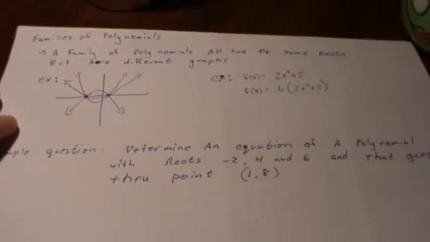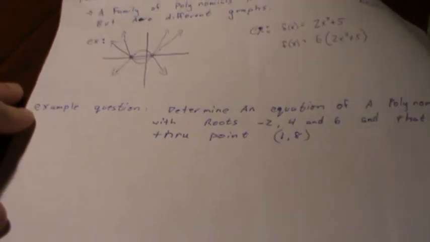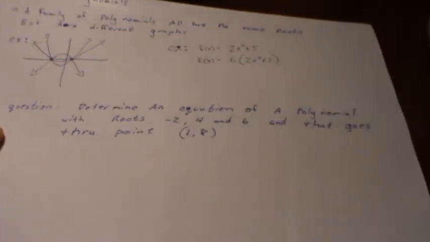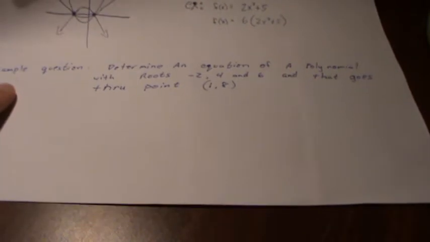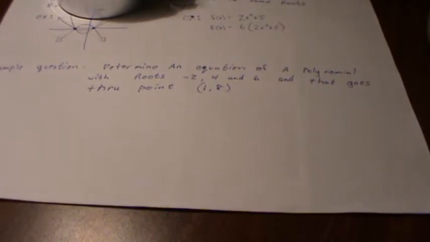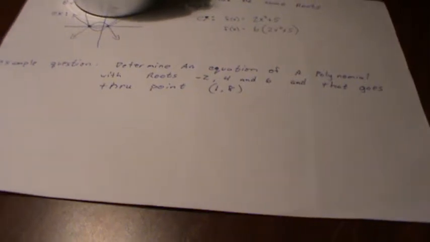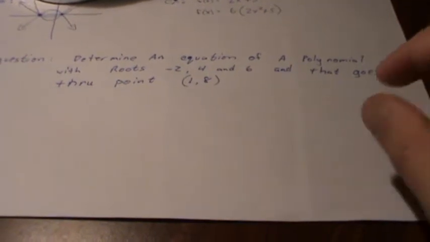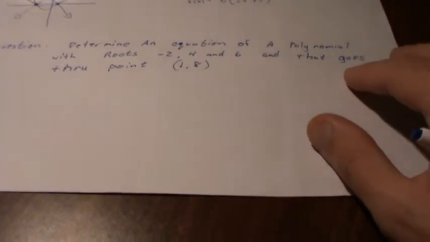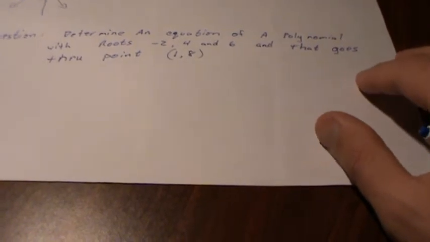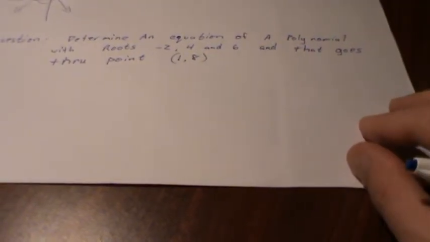Now, what would be a sample question? So an example question would be, determine an equation of a polynomial with roots -2, 4, and 6 that goes through the point (1, 8). And so what I'm going to do here is try and solve this question. This is basically what a question you'll get on the test and some of the homework questions.